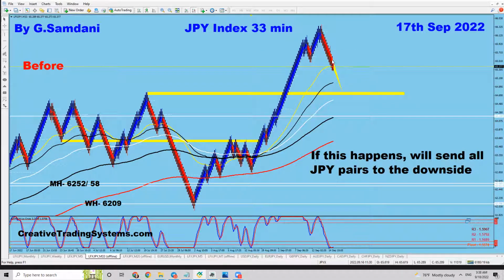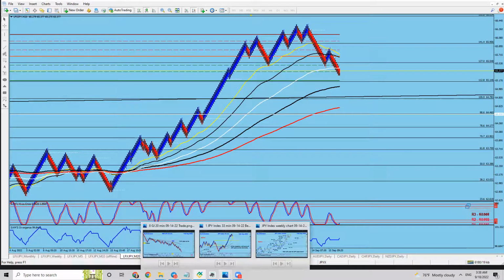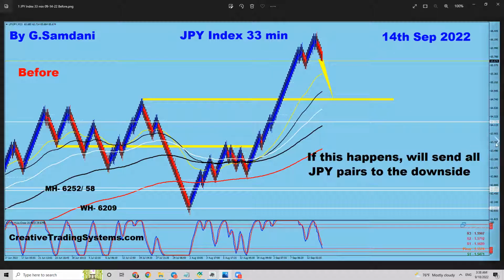The yen index moves a little bit. This is a 33-minute chart, by the way. On a 20-minute chart, you can see more movement here. See this, it dropped all the way down here. It's supposed to come down here. So with this drop, all yen pairs start to drop. And what really happened? Let's go take a look.